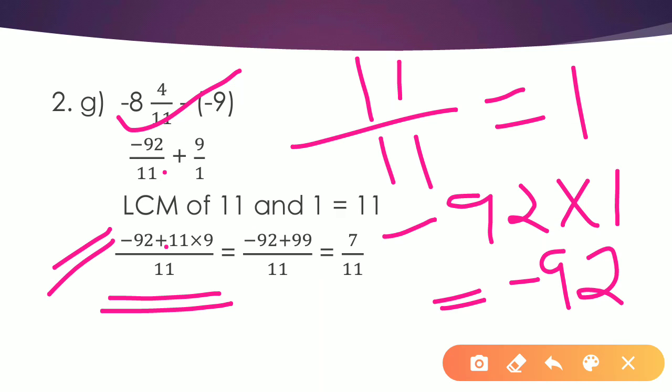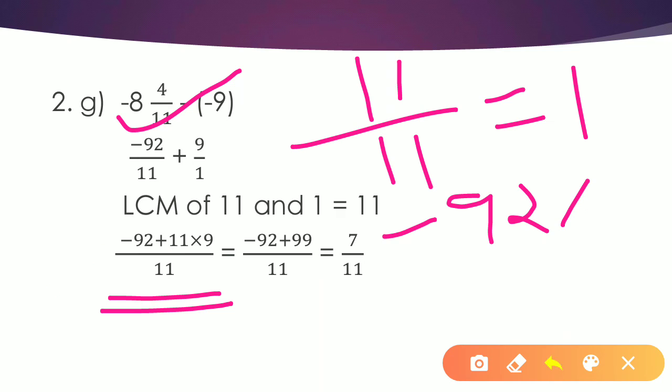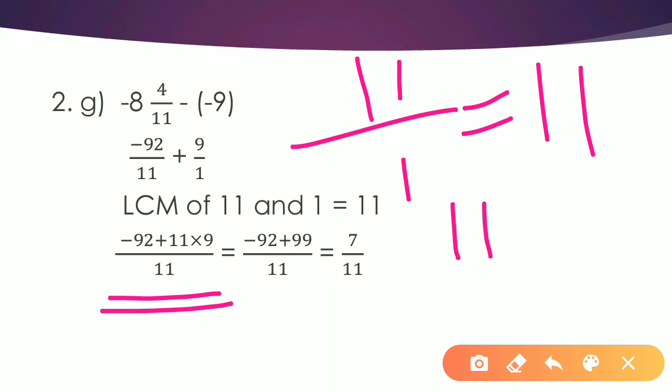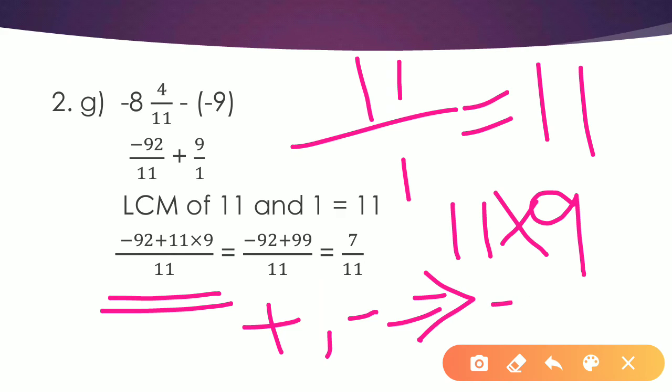Then again write the LCM 11 upon the denominator of the second rational number, which is 1. So this will give you 11. Now multiply this 11 with the numerator of the second rational number, which is 9. So minus 92 plus 11 into 9 gives you 99. Plus and minus will always be minus.